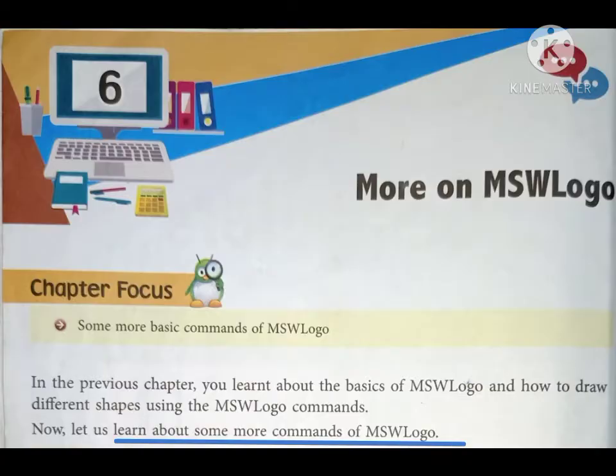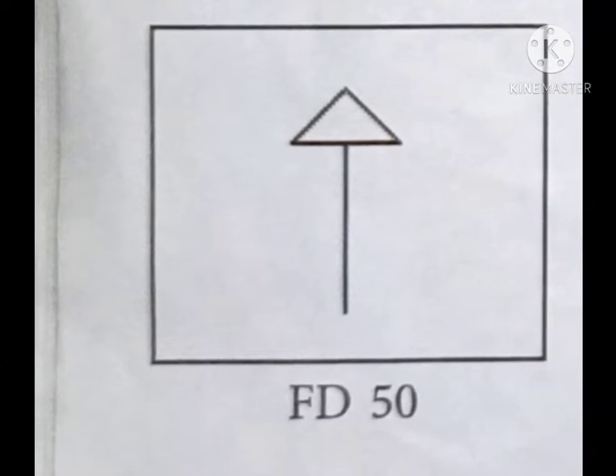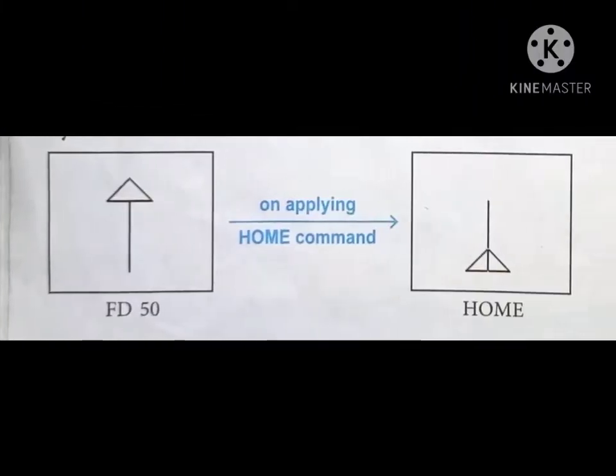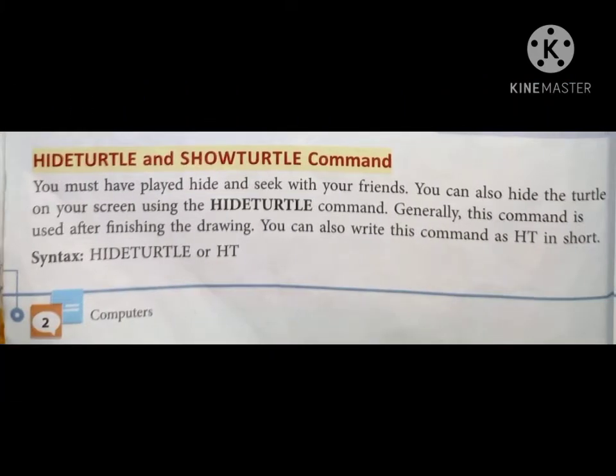So let's start. The first command is the home command. This command is used to bring the turtle to the center of the screen. It draws a line while moving to the center. This center is called the home position. As in this figure, we can see the turtle is moving in a forward direction. But when we apply the home command, the turtle will come to the center of the screen, which is called the home position.